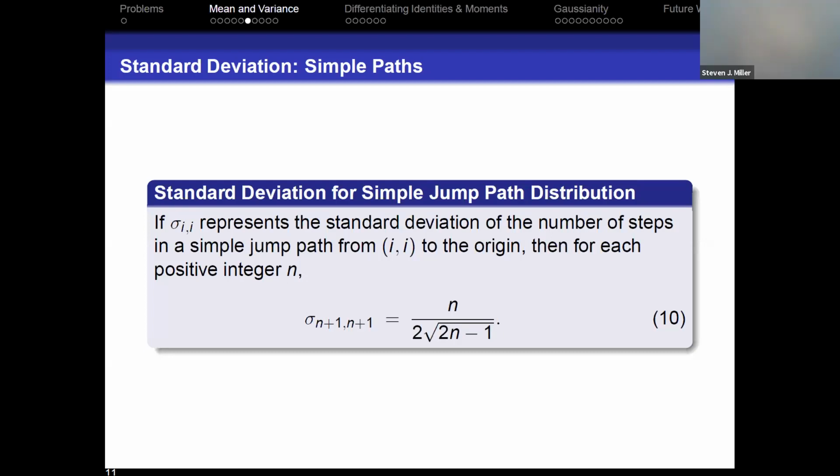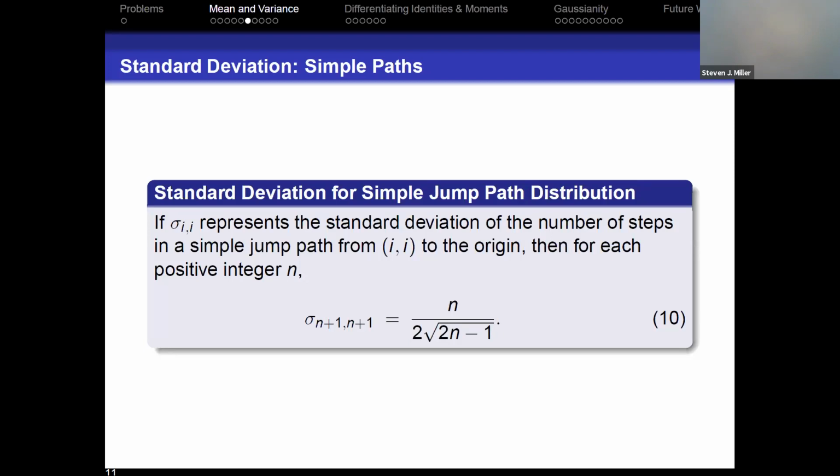Well, growing exponentially would be like 2 to the n, or 3 to the n, or 1.5 to the n. I think it grows more like square root of n. If n is very large, the denominator is approximately 2 root 2n. So it looks like it's approximately the square root of n divided by 2 root 2. So it's going slower than linear.